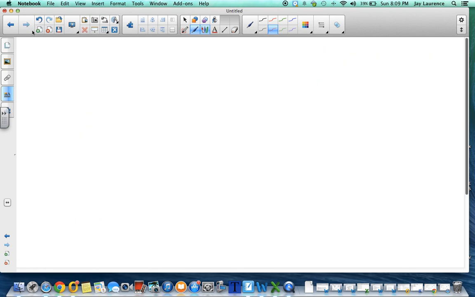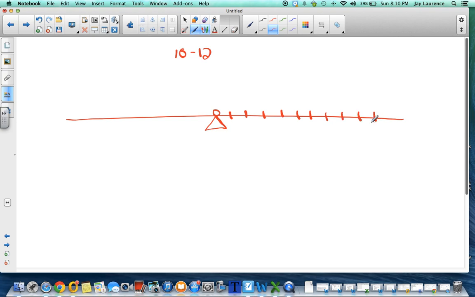What do I mean by that? Well, let's think of a number line as a seesaw, and let's think of the problem 10 minus 12. If I call this 0, then 10 would be 1, 2, 3, 4, 5, 6, 7, 8, 9, 10 out here, and negative 12 would be 1, 2, 3, 4, 5, 6, 7, 8, 9, 10, 11, 12. The negative 12 is farther from 0 than the 10 is, so it has more weight.